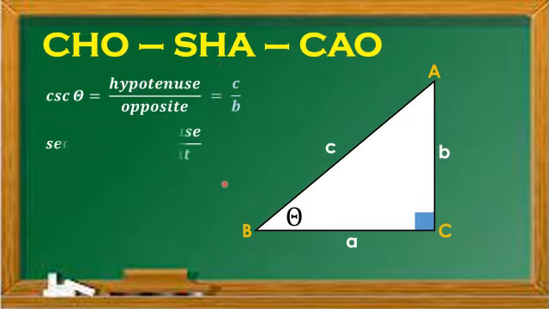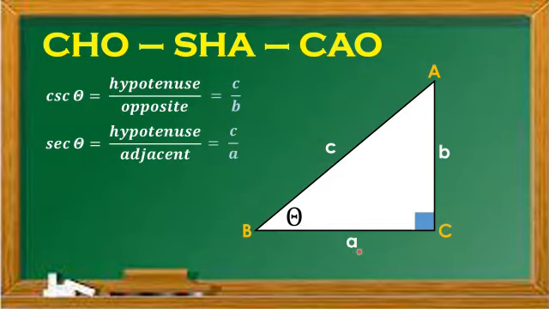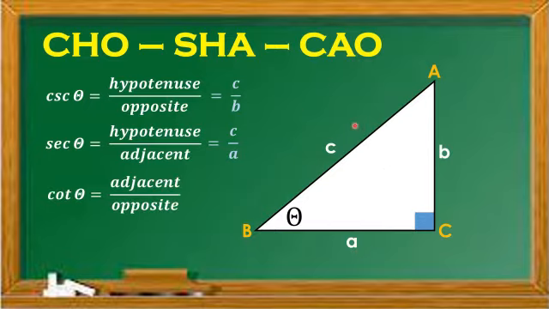Next is SHA. SHA stands for secant theta is equal to hypotenuse over adjacent side. So again, the hypotenuse is C and the adjacent side is A. Therefore, we will have here C over A. And COW, which stands for cotangent theta, is equal to adjacent side over opposite side. So adjacent side is A and the opposite side is B. So cotangent theta is equal to A over B.